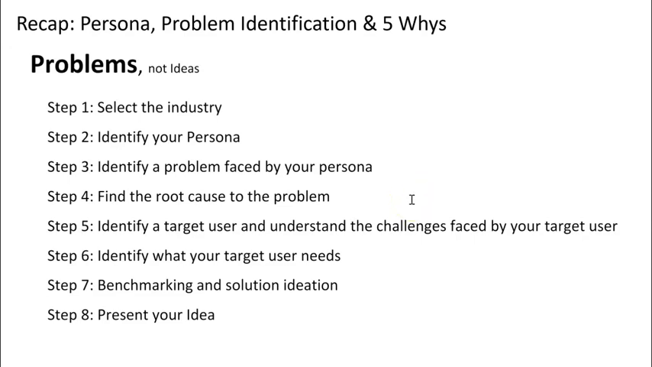Now recap on the problem identification. So your focus is on the problems, not the ideas, not the solution yet. So you have to focus on the problem identification. So step 1 is by selecting the industry, whether you want to focus on the healthcare or the sustainable energy. Step 2 is identifying your persona, the one that is experiencing the problem. Step 3, identify a problem which is faced by your persona or your target user.